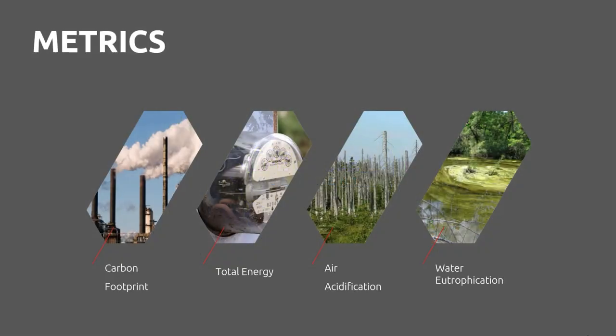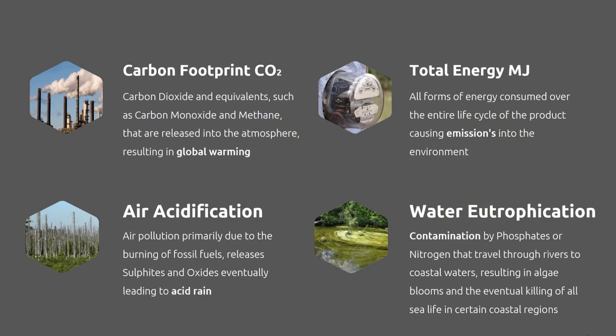Our software covers four metrics, the four metrics on screen. So carbon footprint is all that carbon dioxide and methane that's released into the atmosphere, resulting in global warming. Total energy, so all that power that's required for the manufacturing process and causes emissions into the atmosphere. Air acidification, so as a direct result of pollution from burning fossil fuels, we see acid rain. And water eutrophication, so contamination into our streams and rivers and so on.